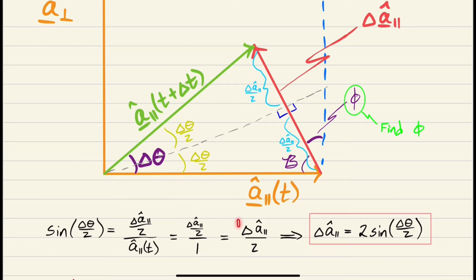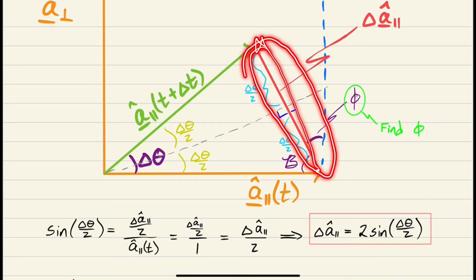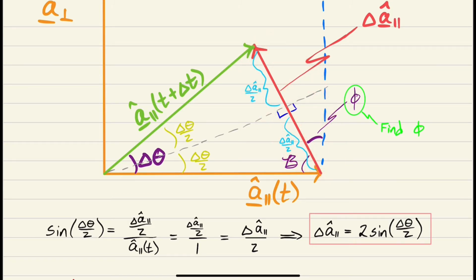Let me make that clear. This delta a hat parallel term, this is a scalar quantity. This is not saying the change in the length of our vector a hat parallel. This is saying how much our vector has changed with respect to time, right? So it's gone from here to here. This vector is not necessarily a unit vector. So if we multiply the 2 over, we'll get delta a hat parallel is equal to 2 sine delta theta over 2.